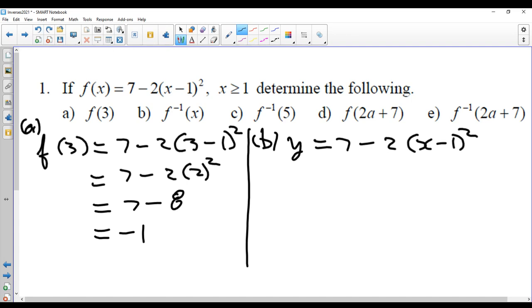And what was that next step again? Just remind me, help me out. Yes, switch the x and the y. So x equals 7 minus 2 times y minus 1 squared.